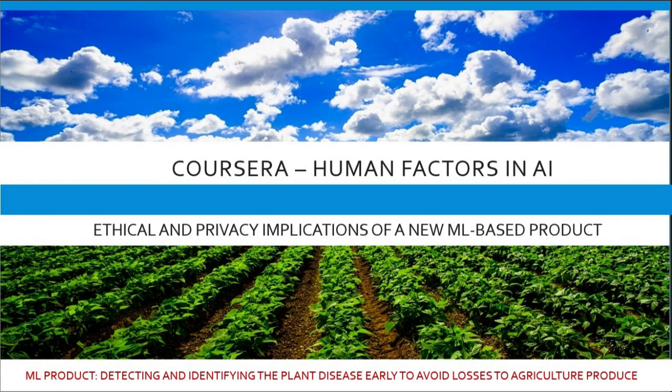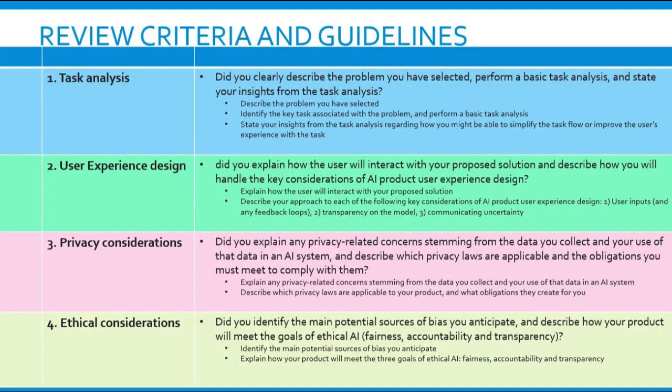In this assignment, we are going to identify ethical and privacy implications of a new ML-based product. Let's begin by first understanding the key instructor guidelines on evaluation criteria. The evaluation criteria is, as mentioned here, divided in 4 steps, to follow the methodological approach to ethical and privacy implications of a new ML-based product design. It involves steps as follows: task analysis, user experience design, privacy considerations, and ethical considerations.